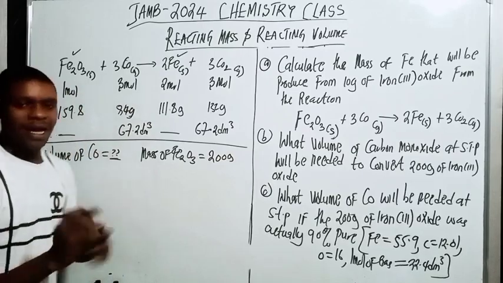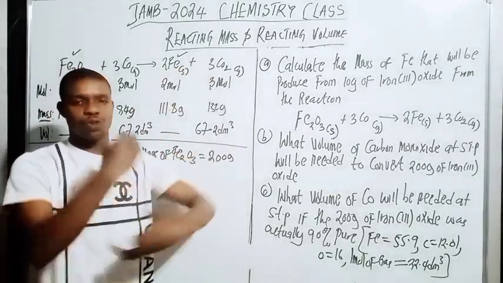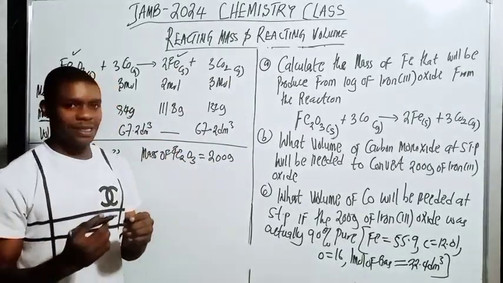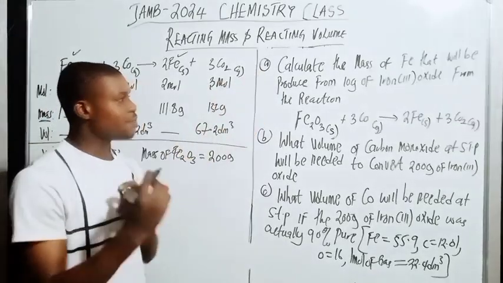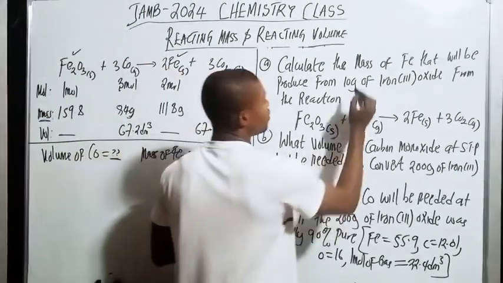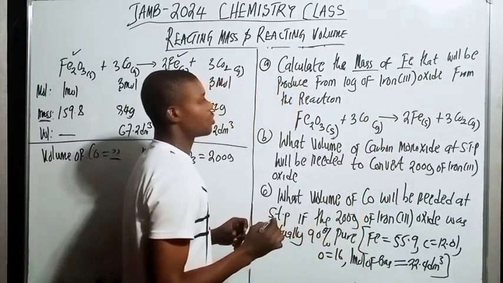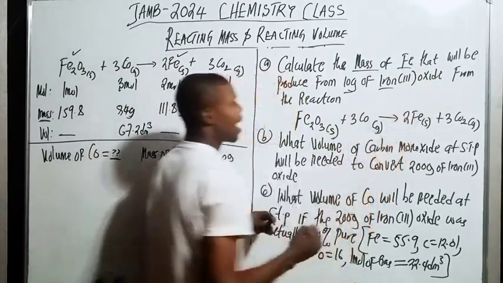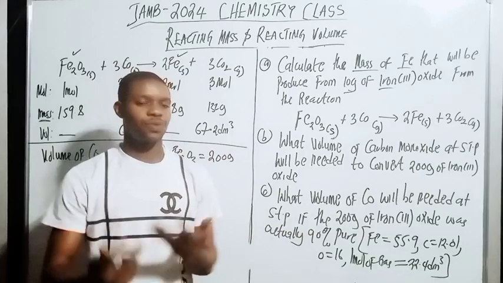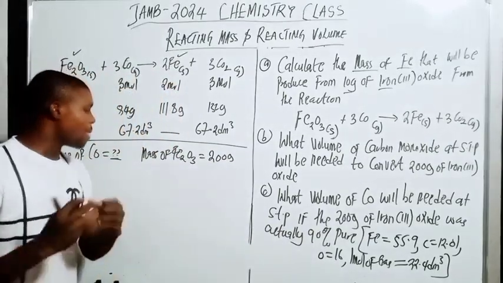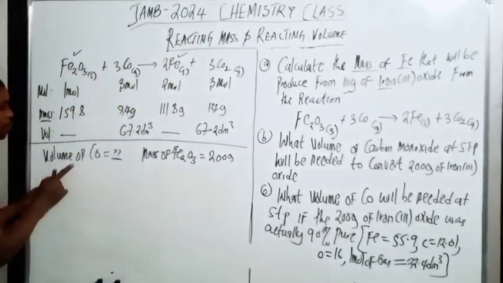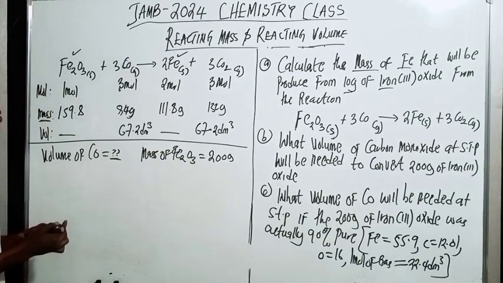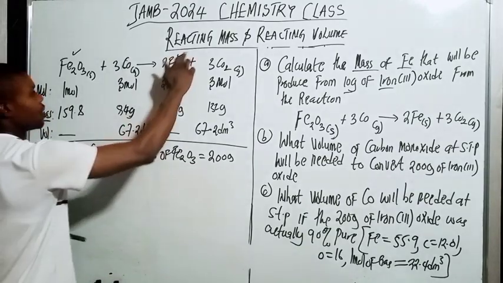Look at something here. The first one is mass to mass. Now why is it mass to mass? The first one, A, is mass to mass because essentially we look for the mass of iron and they give us the mass of iron(III) oxide. So it's a mass to mass relationship. But this one here is not a mass to mass relationship. It's a volume to mass relationship.